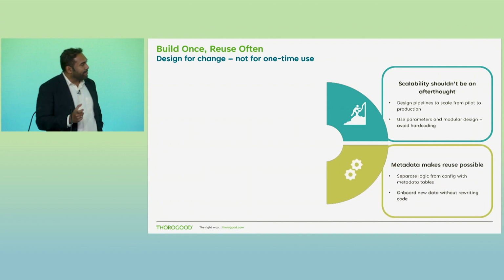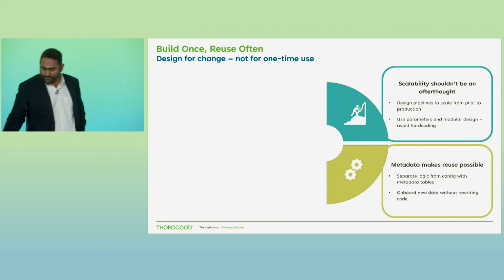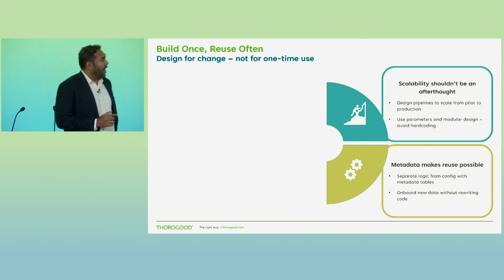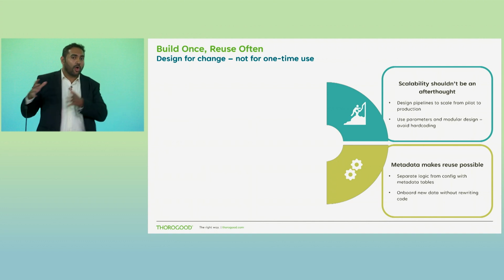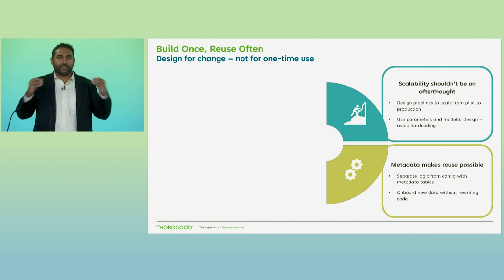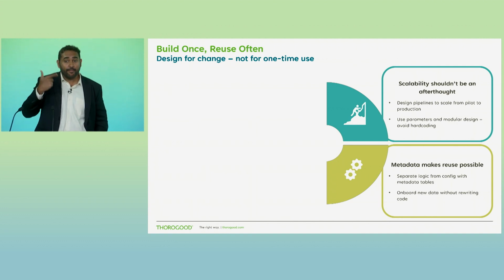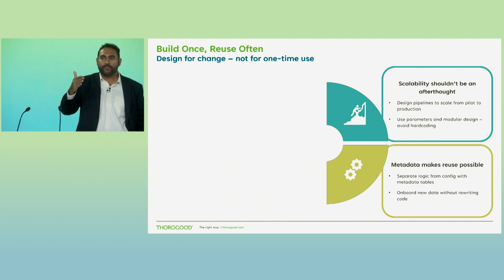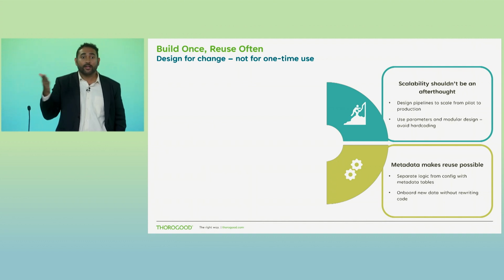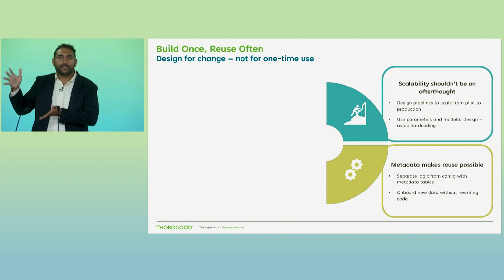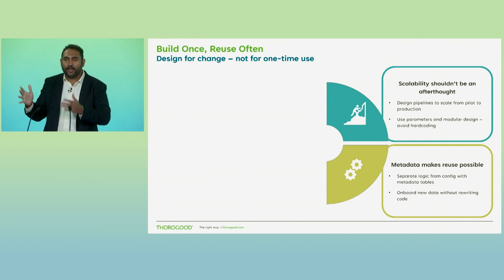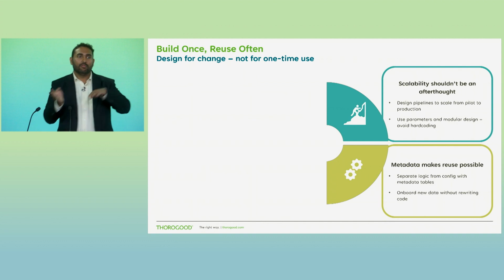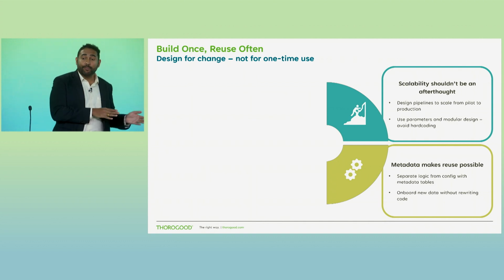Next is metadata makes reuse possible. So this kind of builds on from the scalability point itself. Separate the logic from the configuration. So we talked about how we can use a single pipeline and have parameters to pass the information of the different markets or different product categories. So we can put all of this information into a single Excel file, for example, a metadata file, and use that as a base to pass on the parameter information to the pipelines.